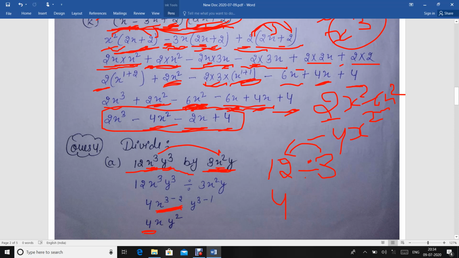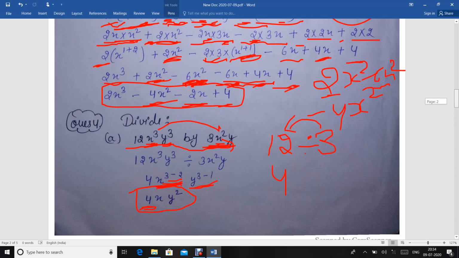Similarly y raised to power 3 minus 1, that is equal to 4. X raised to power 3 minus 2 is 1. Y raised to power 3 minus 1 is 2. So here is 4xy square. So this is the division form. I hope all of you understand.